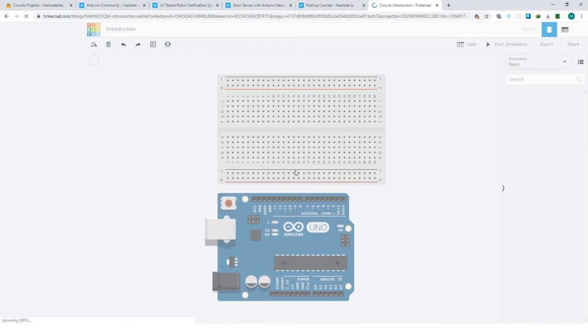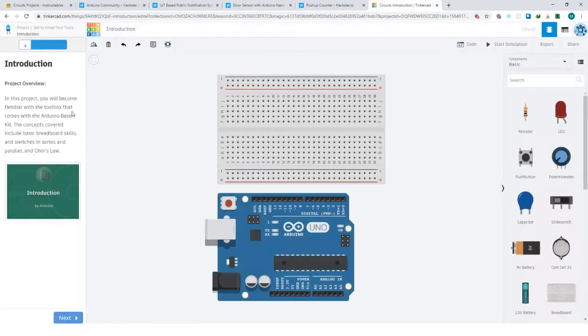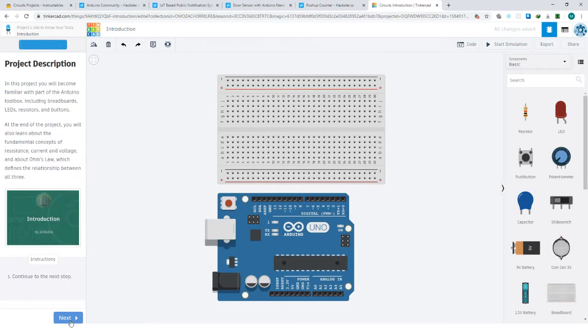So once you click on Start, so that you learn about Arduino, it will take you step by step on basically what we have been able to do, so that you can read. So you'll be reading from the side, the left part. As you read in this project, you'll become familiar with the toolbox, with the Arduino basic kit. Remember the toolbox that comes with the Arduino basic kit, and we can click next to find out the LEDs and all that.